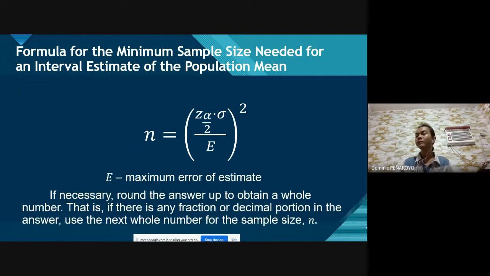Okay, so this is our formula and this is the rounding rule. For the sample size, n is equal to Z alpha over 2, again, we have the four most likely used confidence levels and their corresponding Z values, times the population standard deviation over the margin of error, squared. Now, ito yung rounding rule natin. If necessary, round the answer up to obtain a whole number. That is, if there is any fraction or decimal portion in the answer, use the next whole number for the sample size n.